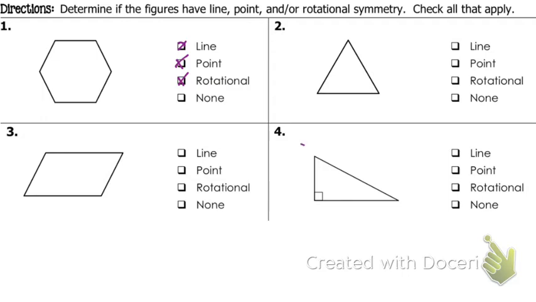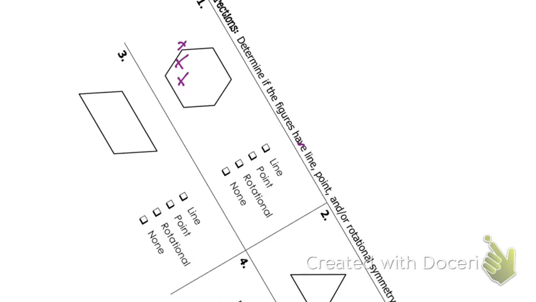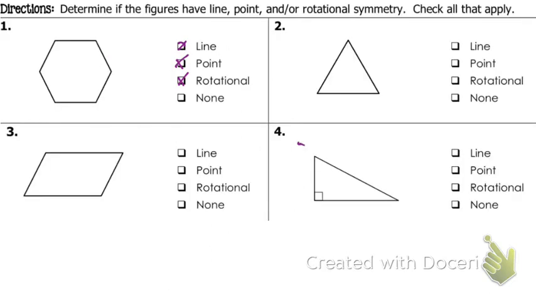But wait, could it have another type of rotational? Let's check. Is it the same this direction as it was the other ones? It's similar, but is it the exact same? Because it's kind of lopsided, isn't it? Okay, so it's not the same. But it does still have rotational, but it's only because it has point. Does that make sense? Yeah.